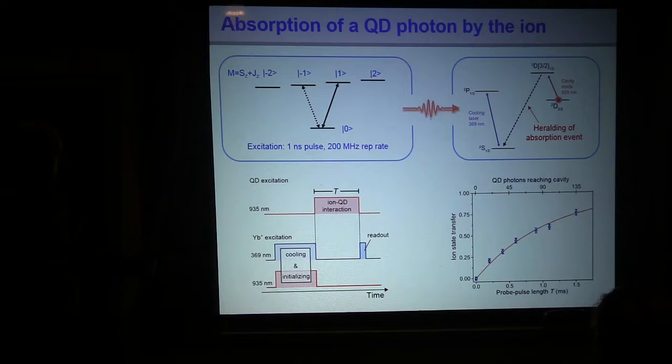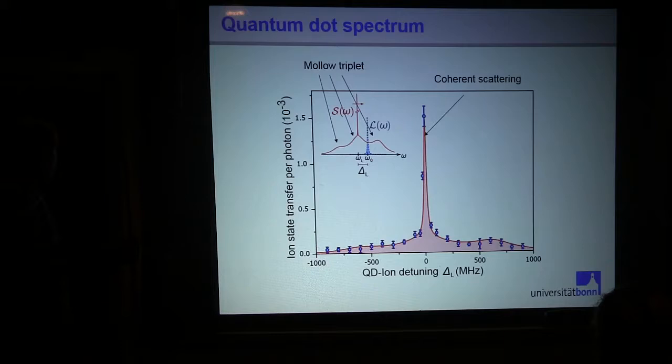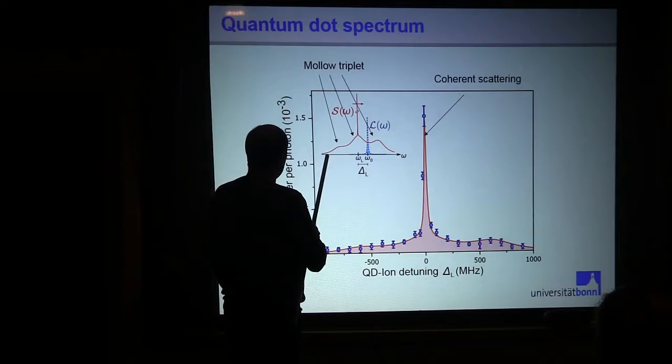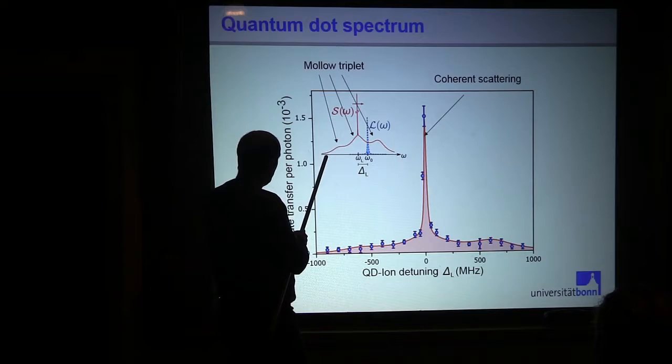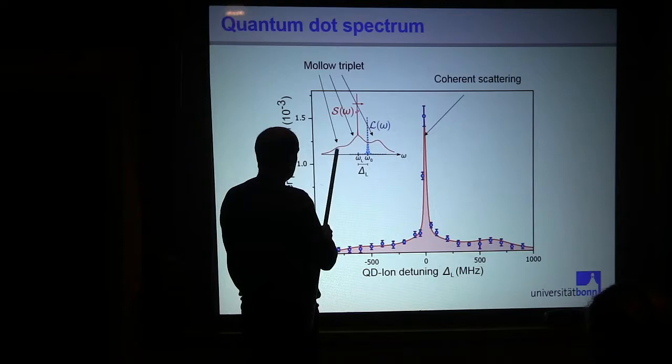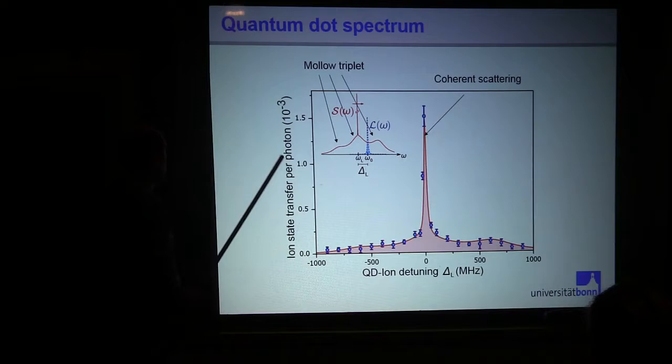And now we can use the ion, which is basically a very delicate spectrometer for the quantum dot emission. So what you now do is you excite the quantum dot. Here the upper graph shows the theoretical emission spectrum from the quantum dot, where you see these three peaks, which is the center emission plus the Mollow peak sidebands on either side, when you drive the quantum dot hard. Then you get the Mollow triplet.